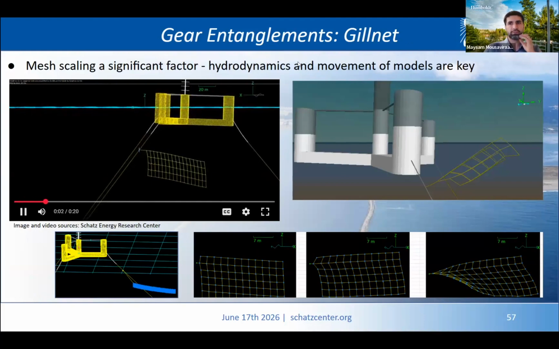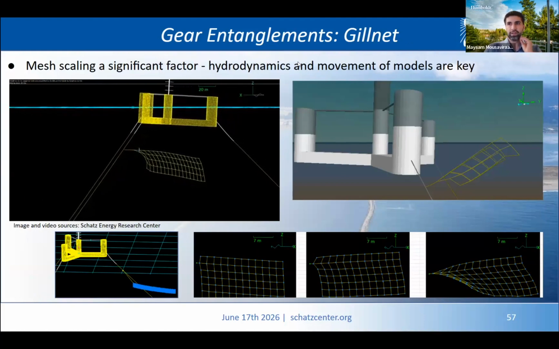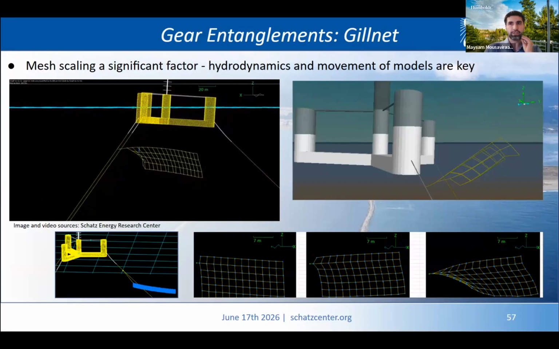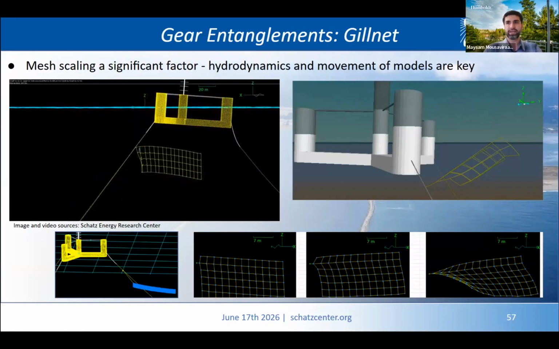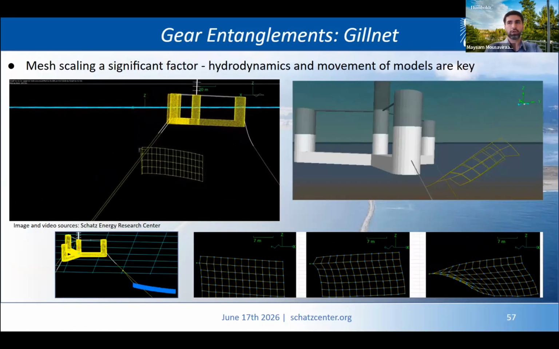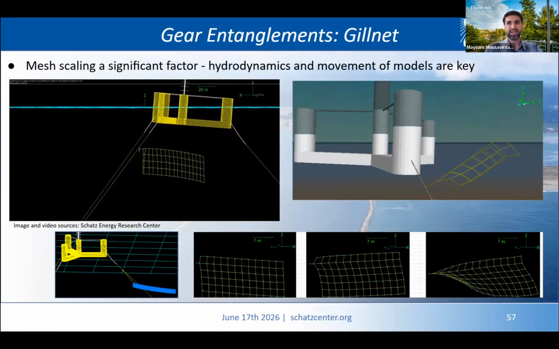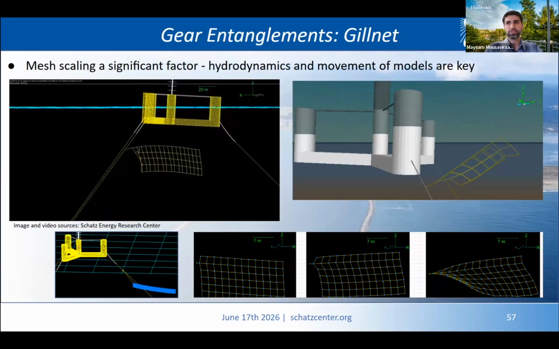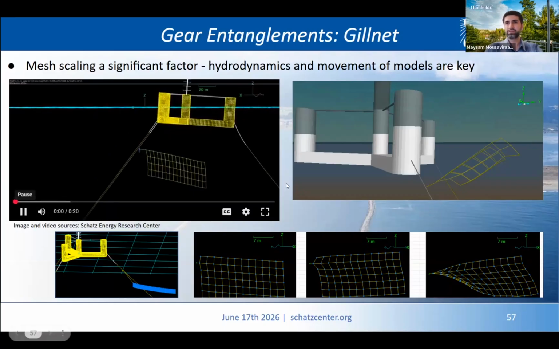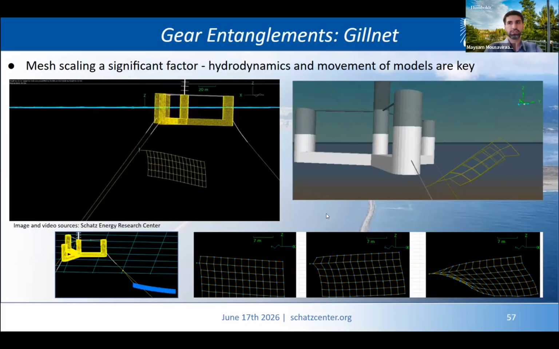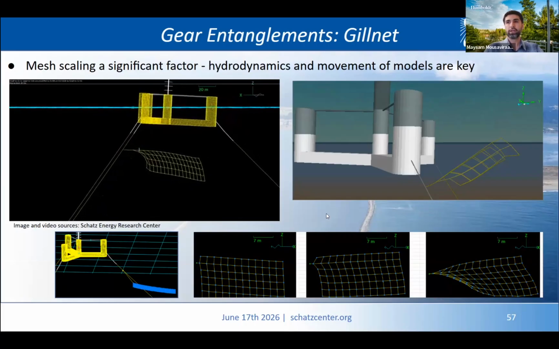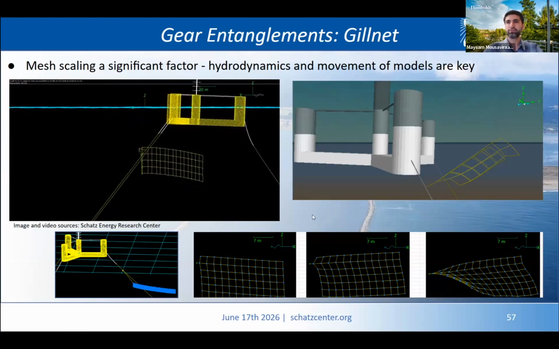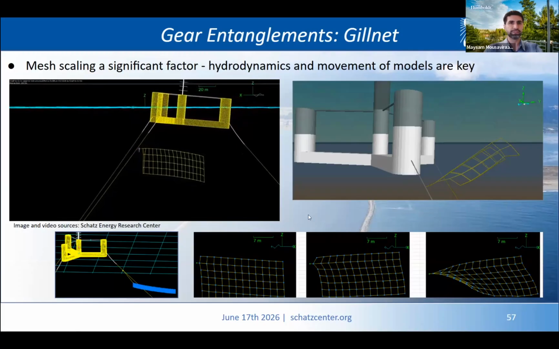Gillnets introduce a different modeling challenge. They are flexible, distributed structures with a large surface area, and they interact strongly with the surrounding water. So modeling every strand directly would be computationally impractical. So mesh scaling was essential. The challenge was to preserve the important hydrodynamic and structural dynamic behavior while keeping the model efficient enough to run across many scenarios. This is a good example of the balance between fidelity and computational tractability.